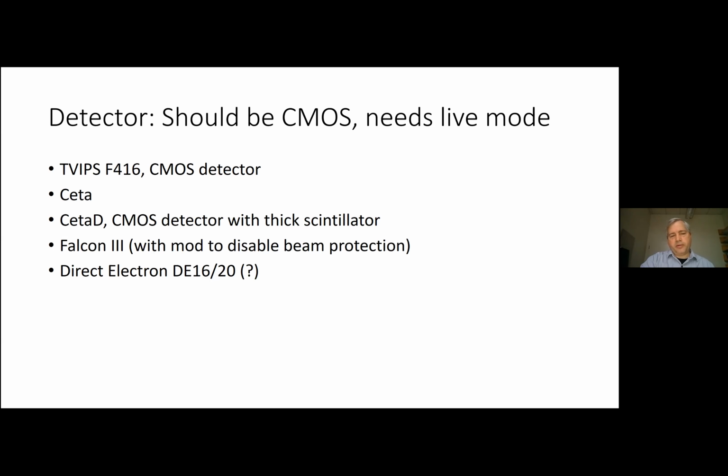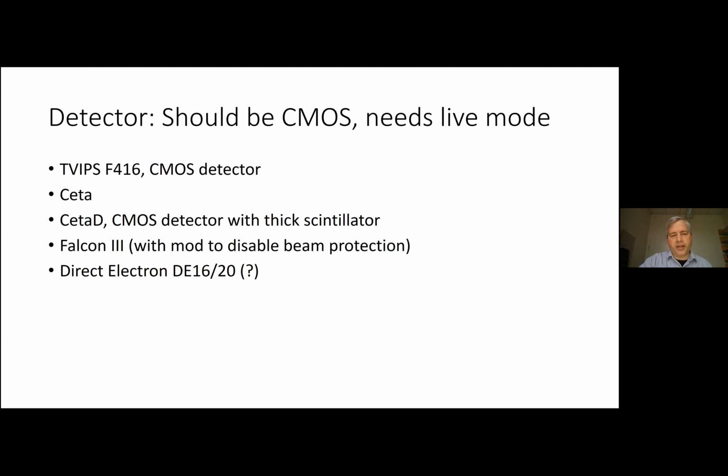There was a paper recently, again from the Gonen lab, where they also collected on a Falcon 3. They compared Falcon 3, a CETA D, and a CETA, and the Falcon 3 worked very well. But the Falcon 3 is a direct detector, so it's expensive and easily damaged because there's no scintillator layer which also helps shield the camera. So there'd be the potential of burning the camera if your beam stop is misaligned and the direct diffraction beam hits the detector itself. That could potentially burn it.